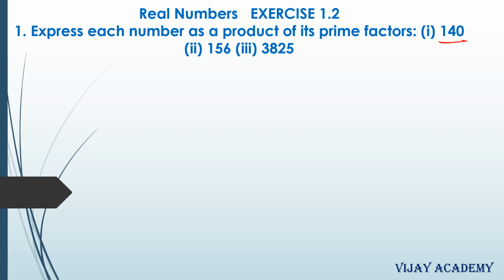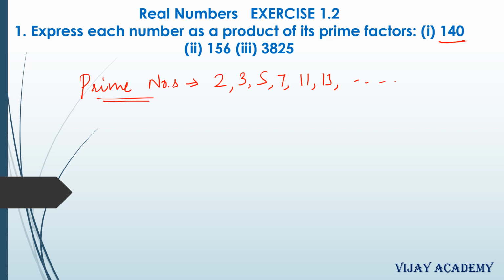Before that, let us know what is the meaning of prime numbers. Prime numbers are the numbers having only two factors, numbers like 2, 3, 5, 7, 11, 13, etc. Such numbers are called prime numbers because they have only two factors. For example, the factors of 2 are 1 and 2. The factors of 3 are 1 and 3. The factors of 5 are 1 and 5. So these numbers have only two factors, and such numbers are called prime numbers.